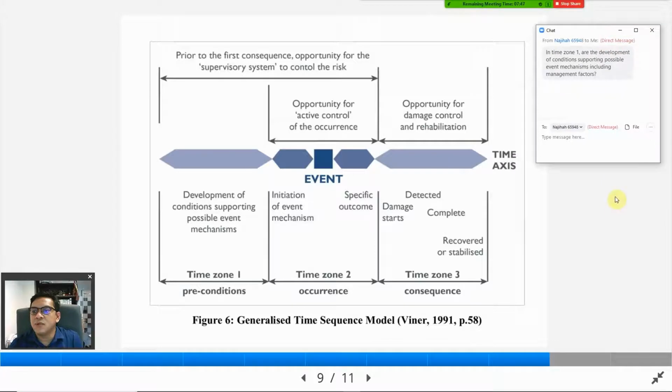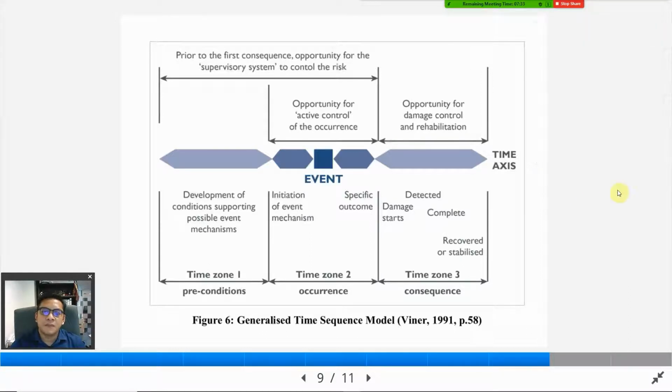In time zone 1, there is the development of conditions supporting the event, yes, of course, management factors, management lack of control and basic causes. It includes everything that happened prior to initiation.